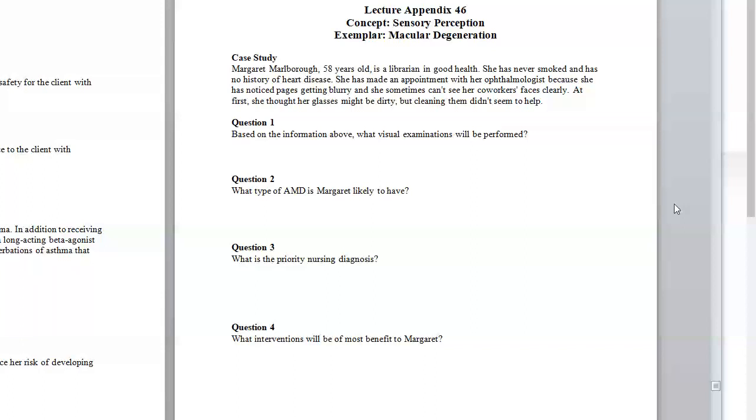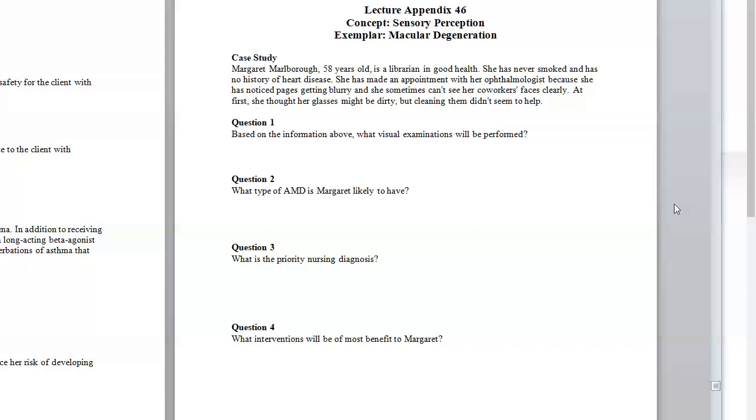And again, what is the priority nursing diagnosis? Her biggest problem is obviously her vision has definitely changed, very blurry, and it must have significantly declined because she can't even see her coworkers' faces clearly, and that to me is a real big concern. What interventions will be of most benefit to Margaret?